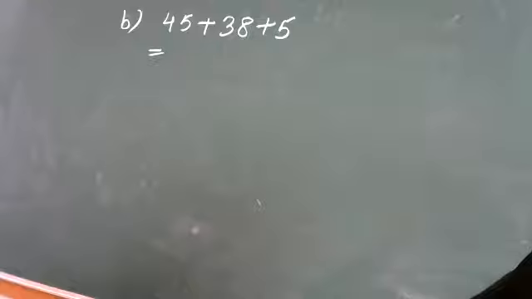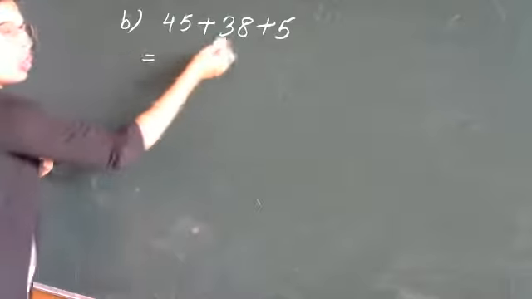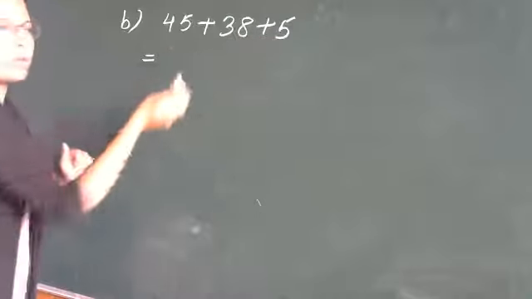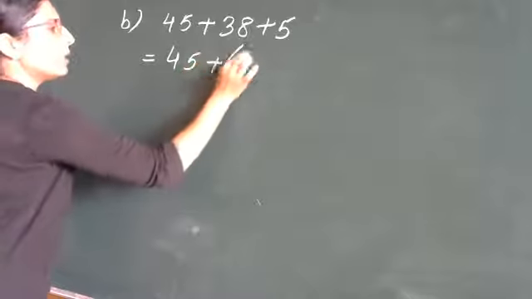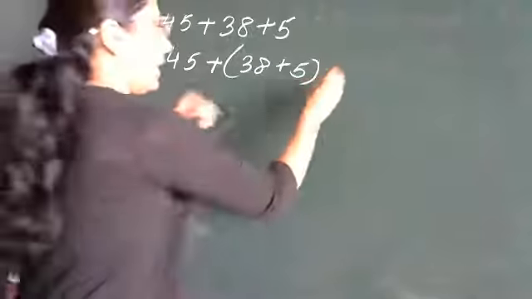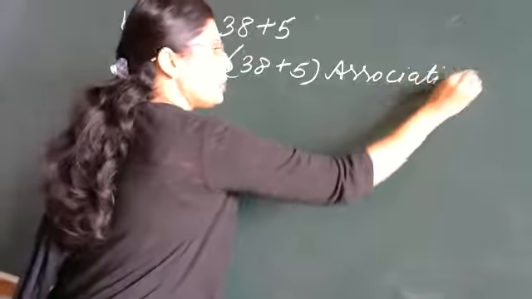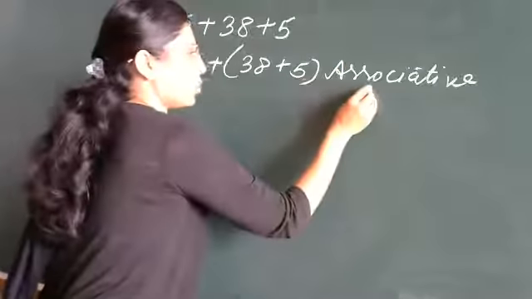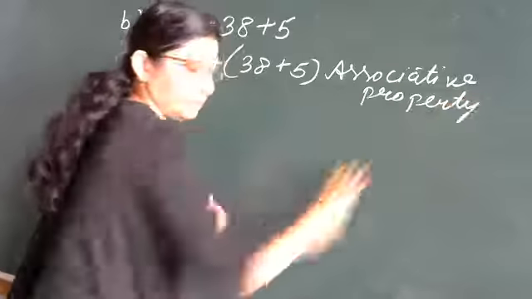Okay, now here. So we can group any of them. So these two small numbers we can group. So 45 plus 38 plus 5. Here you have to write which property? Associative property. When you are solving these sums, you write it there. Associative property of addition. Like this you should write.